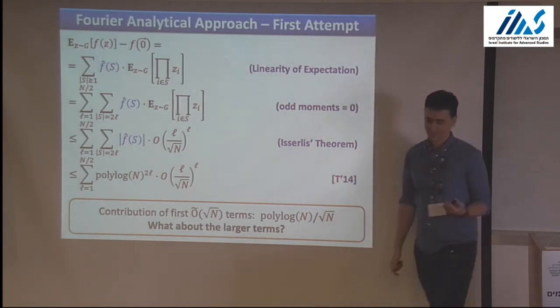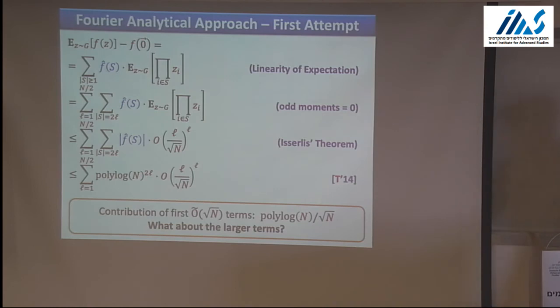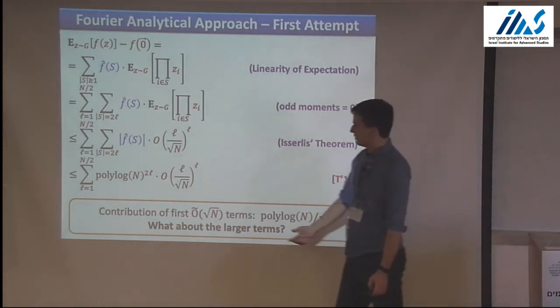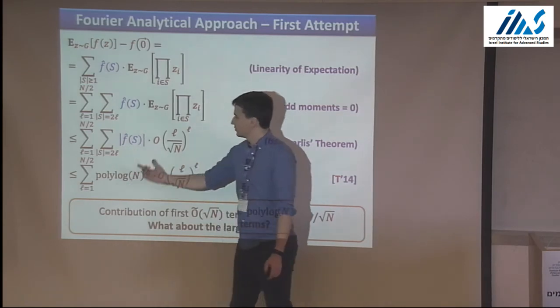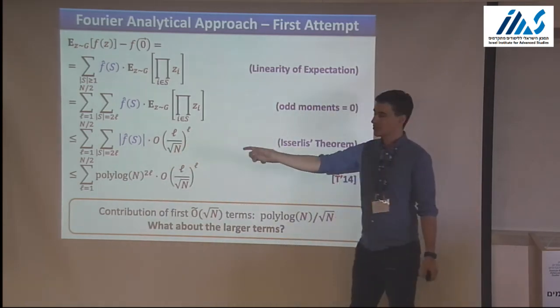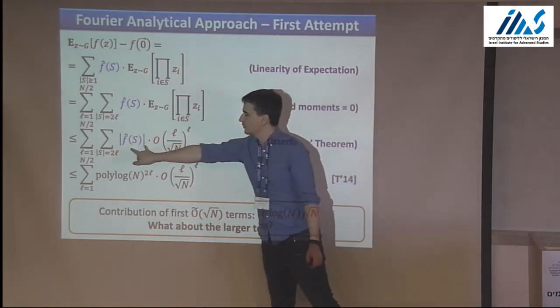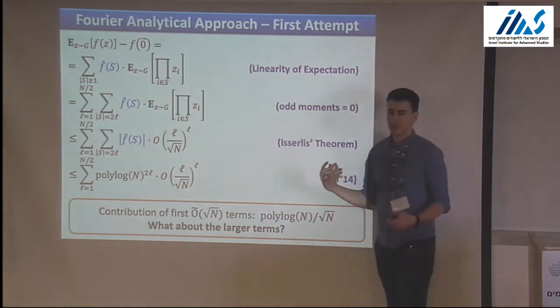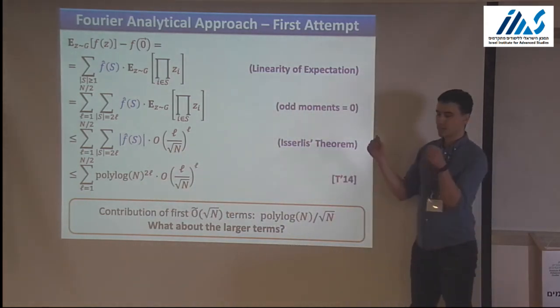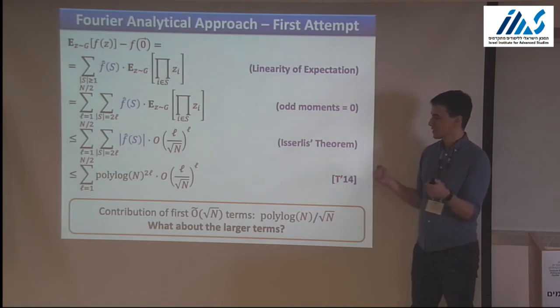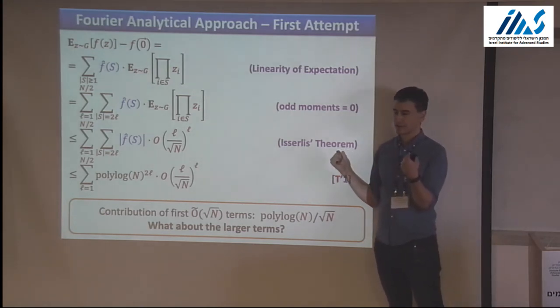And then to go from here to here, I use this bound. The question was, how did I bound the Fourier coefficient? I'm using the fact that I know that F is an AC0 circuit, therefore the sum of absolute values is not too big. It's something like polylog raised to the power 2L.